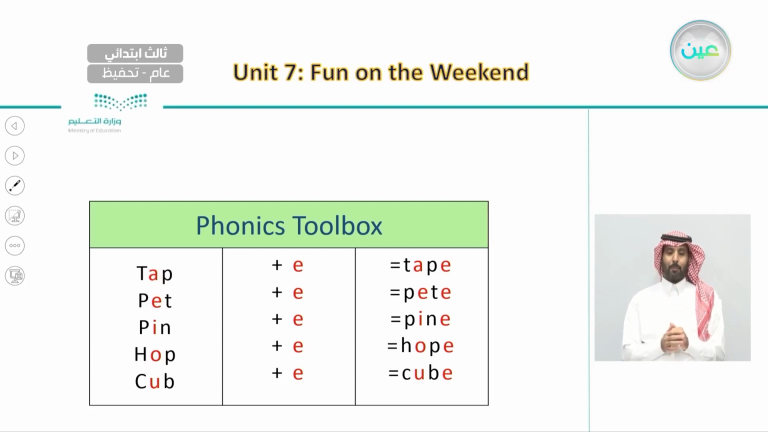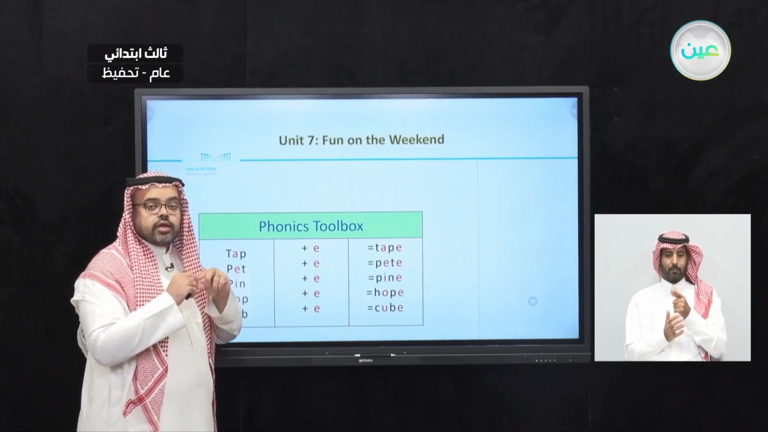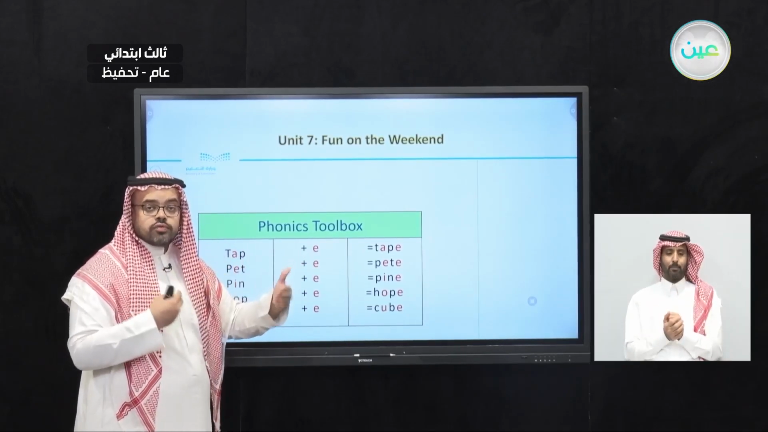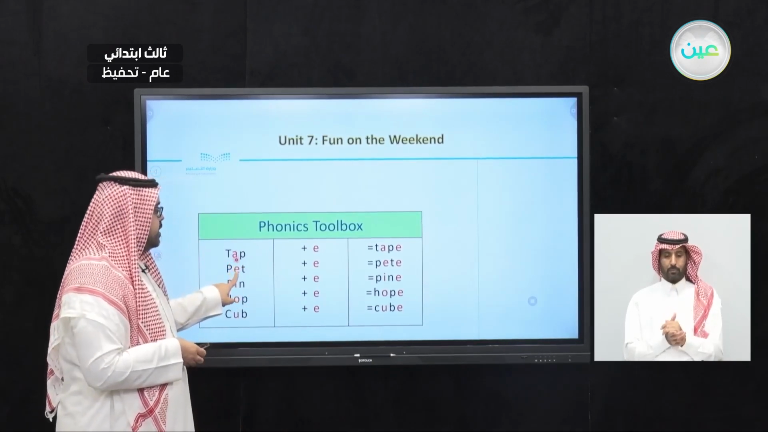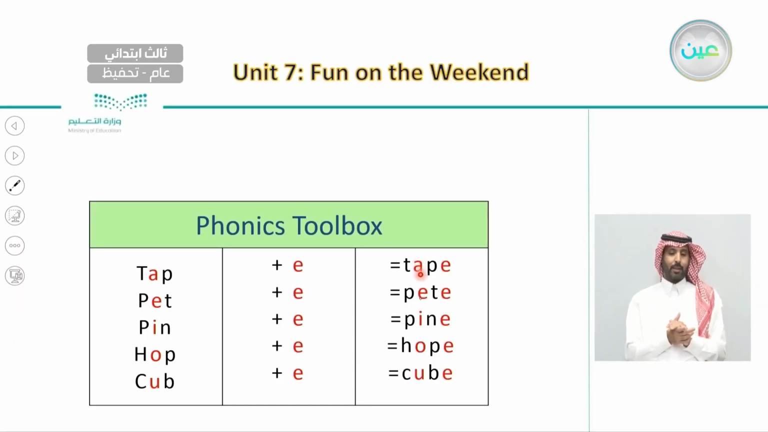But if we add the letter E at the end of the word, then we will pronounce A as a long vowel, a longer version of A. So here it would be tab. After we add E, the word will be tape, tape. So this is the letter A, and this is the word tape. You see the magic that letter E does to the word?